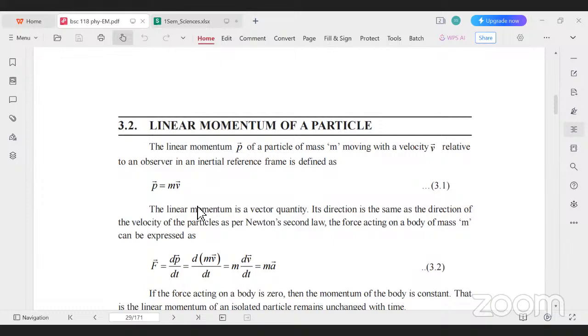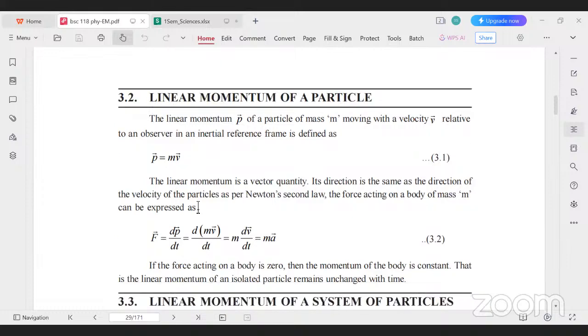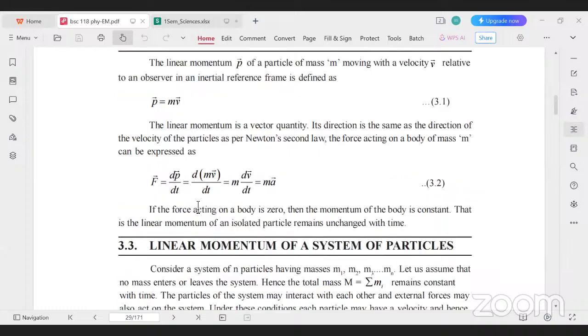dp bar by dt, where p is the momentum of the particle, can be written as d of m v bar by dt, that is mass and velocity. That can be written as m of dv bar by dt, which equals m a bar, where a bar is the acceleration. If the force acting on a body is zero, then the momentum of the body is constant. That is, the linear momentum of an isolated particle remains unchanged with time. Unchanged with time means it does not depend upon time.